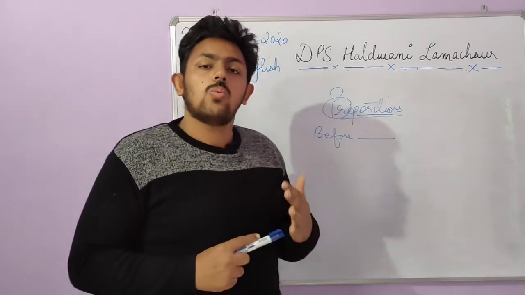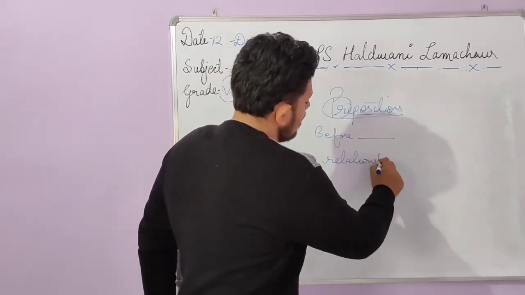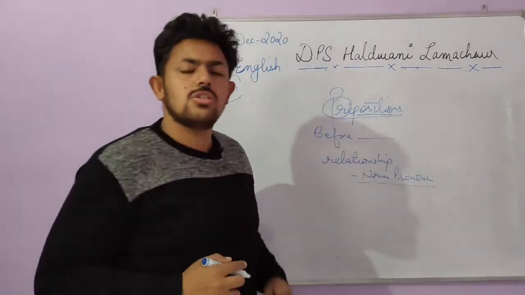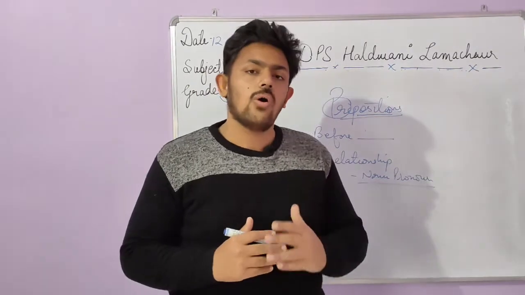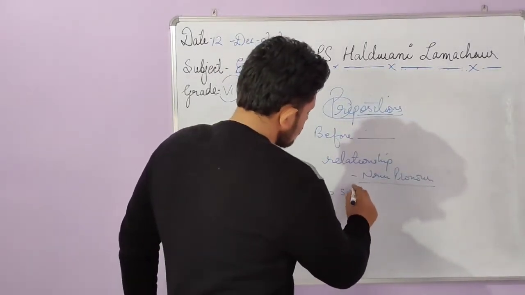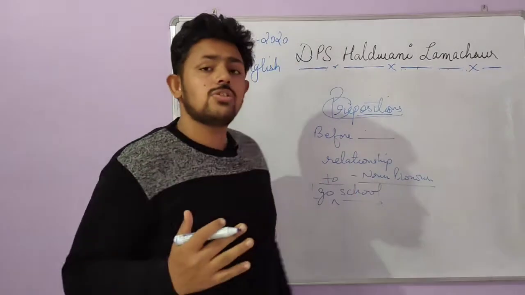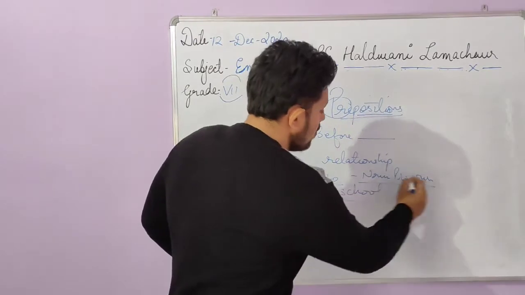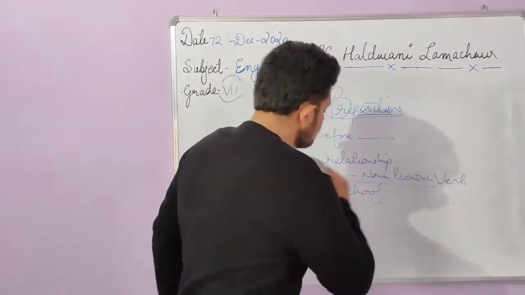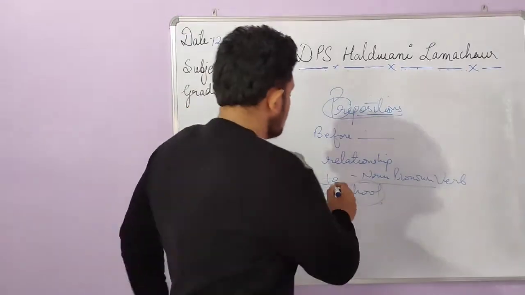Prepositions are the words which are used to show the relationship between a noun, pronoun, or any other such word. So a preposition shows the relation. How does it show? Like we say, I go to school. I don't say, I go school. Yes, it is understandable, but we say I go to school. What is the use of 'to' here? It is showing the relationship between the verb, that is go, and the noun, that is school. So it is showing the relationship between the two words. One is a verb, one is a noun, and the preposition is 'to'.